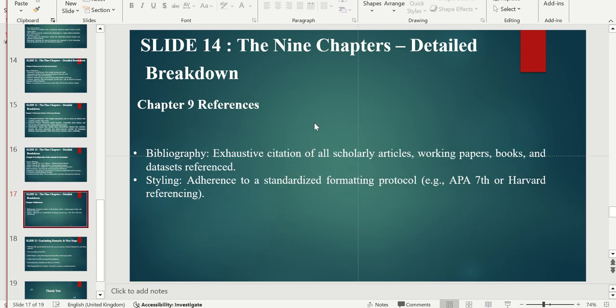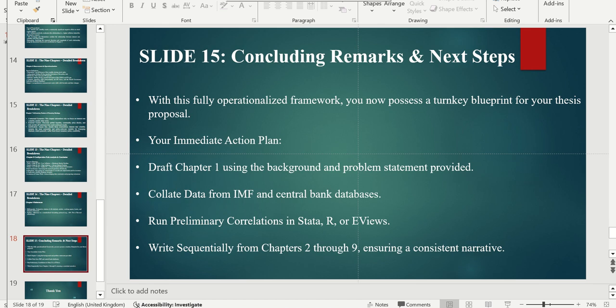Finally, we have a references chapter. This chapter includes every source cited in your proposal. When every chapter builds naturally on the previous one, your proposal becomes logical, organized, and convincing.